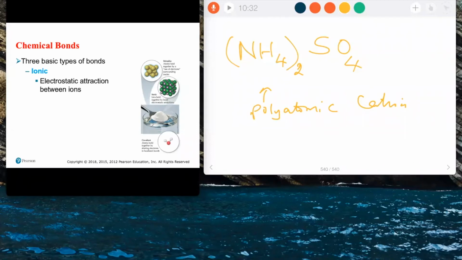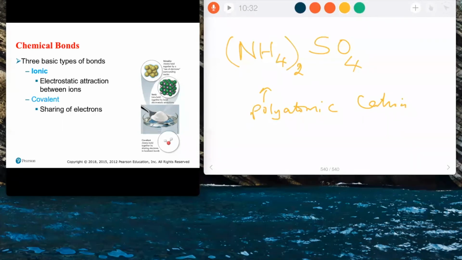So given a chemical compound, you should be able to predict the type of bond which exists in that compound. This has ionic bond because there is a metal and a non-metal. There is a metal and there is a polyatomic ion. If you don't know how to classify an element as a metal or a non-metal, then this can be a challenge to you. Please revisit classifying elements as either metal or non-metal.